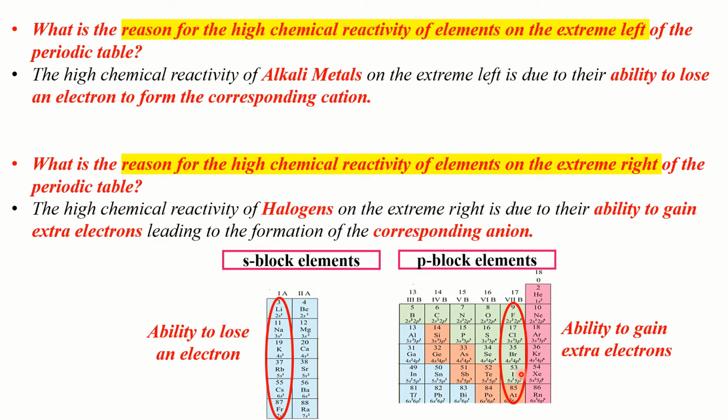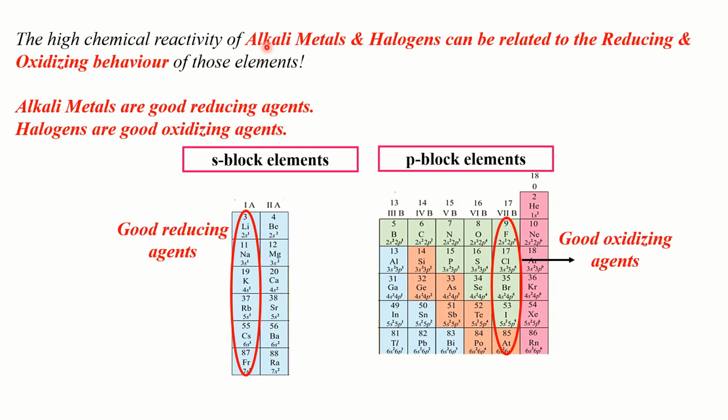The high chemical reactivity of alkali metals and halogens can be related to the reducing and oxidizing behavior of those elements. So alkali metals are good reducing agents and halogens are good oxidizing agents. Children, you will learn further about the oxidizing and reducing nature of elements when you learn chapter 8. So for the time being, just bear in mind that alkali metals are good reducing agents and halogens on the extreme right of the periodic table are good oxidizing agents. Further details you will be learning in chapter 8.